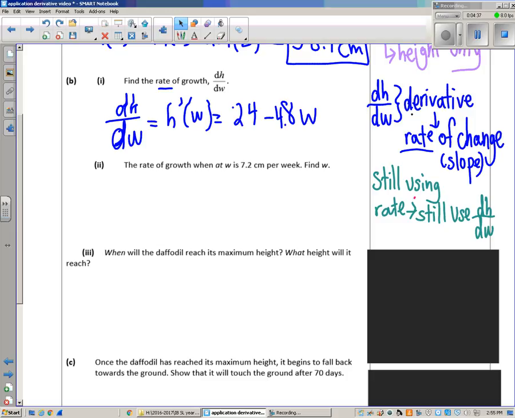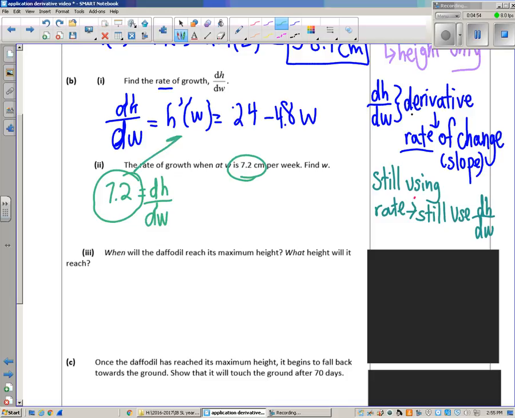Okay, so I'm going to be plugging in to this function and solving for W. So I'm going to solve 7.2. When they give that to me as dH/dW, sometimes it helps me write that down. So I know when I have this 7.2, I'm plugging it in for the derivative. So I get 7.2 equals 24 minus 4.8W. Feel free to pause the video at any time when you do this calculation through. If you want to try this one on your own, you should get 3.5 weeks.